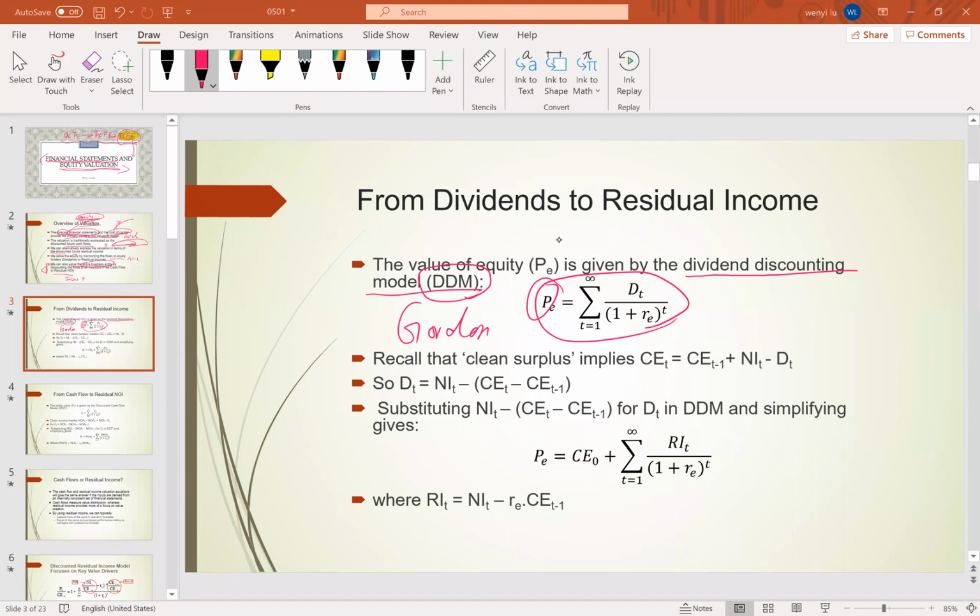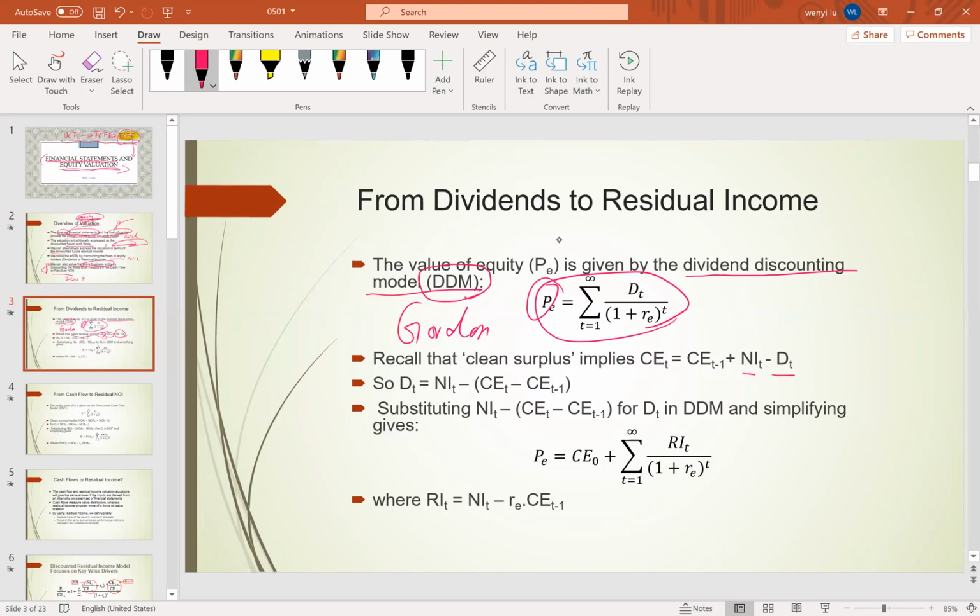And for our clean surplus in accounting, that implies what? The current common equities equal last year's common equities plus the net income minus dividend, right? So the change of the common equities should equal the net income minus dividend. After you spend part of the net income as dividend payments to the shareholder, what is left in the residual income becomes the increase of common equities. So that's what this clean surplus tells you.